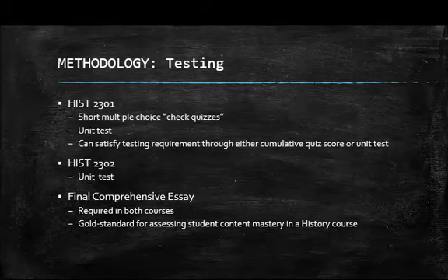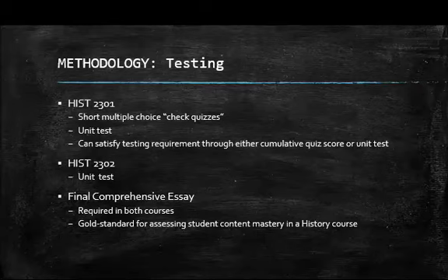In 2301, students gain feedback on their content mastery by taking short multiple-choice check quizzes on each subtopic as they navigate through the materials. There is also one unit test. Students may choose to satisfy their testing requirement through the cumulative score on the check quizzes or through the unit test. In History 2302, students' content mastery is assessed through one unit test.